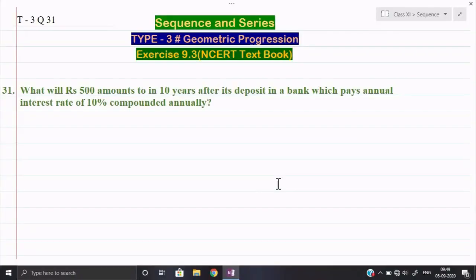Today we are going to start from question number 31. We have left one question in between. Question number 31 is remaining. So let us finish this question and then we can start the exercise 9.4.